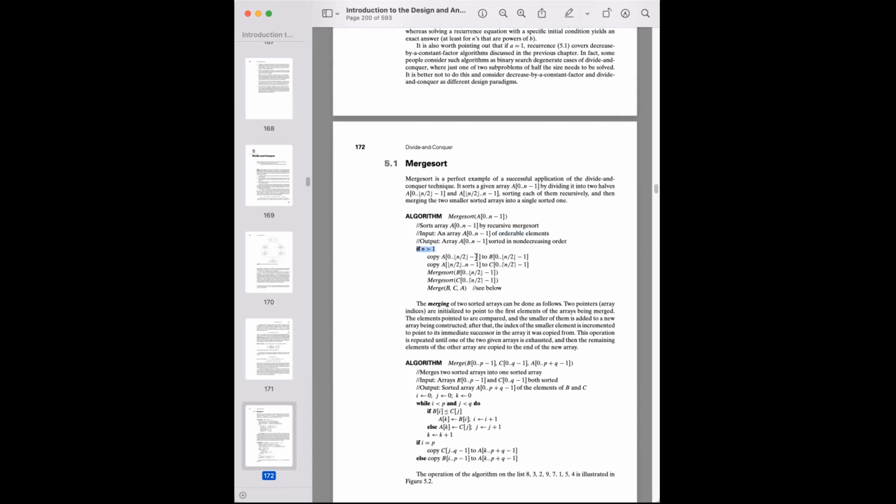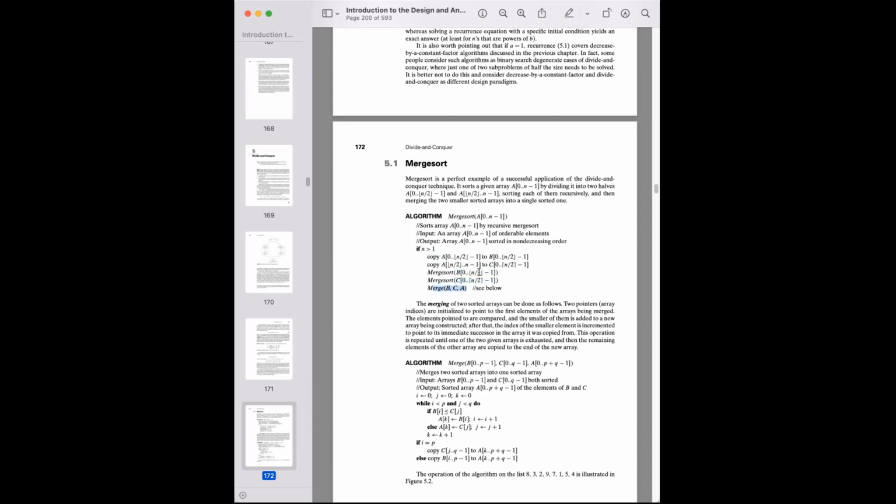But this is the idea that we're going to first split them apart. So that's what starts this first line. We're going to copy from 0 to the floor of n divided by 2 minus 1 to B. We're going to copy the last half, from that midpoint on, to C. We're then going to merge sort each half. Then we're going to merge those back together.